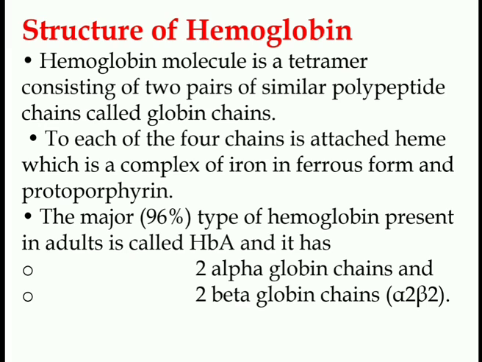Now, moving to structure of hemoglobin, it is a tetramer consisting of two pairs of similar polypeptide chains called globin chains. To each of the four chains is attached a heme, which is the complex of iron in a ferrous form and protoporphyrin. The major type of hemoglobin present in adult normal human beings is HbA, which consists of 2 alpha globin chains and 2 beta globin chains.